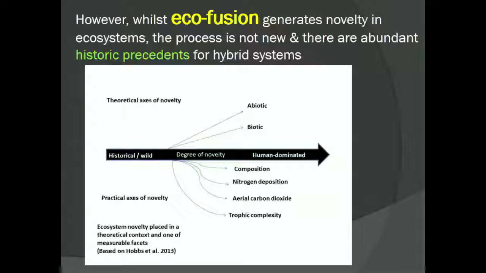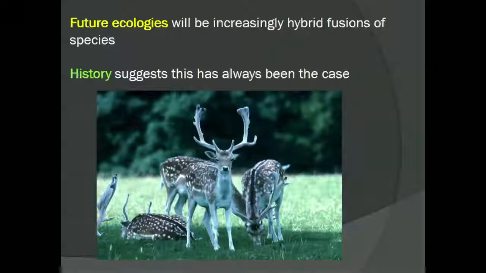And the other thing is that this process is not new. There are abundant historic precedents for hybrid systems. And we can look at the historical, wild degree of novelty, human-dominated, and we can look at the things involved in this: trophic complexity, aerial carbon dioxide, nitrogen deposition, composition, biotic and abiotic drivers. And a lot of these things have been happening for a long, long time. If you look at Europe, and certainly the UK, GB, history shows us that ever since the Celts, and probably before, we've had hybrid systems. It's just that the rate of change is increasing very rapidly at the moment.